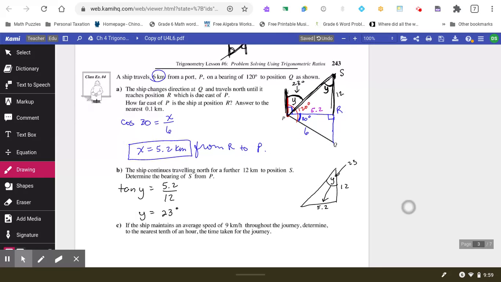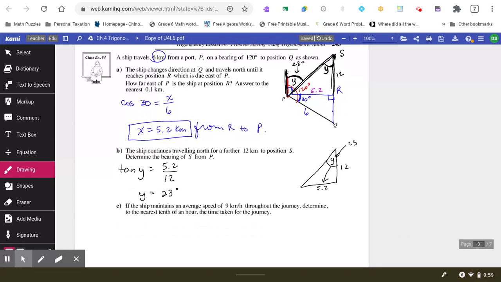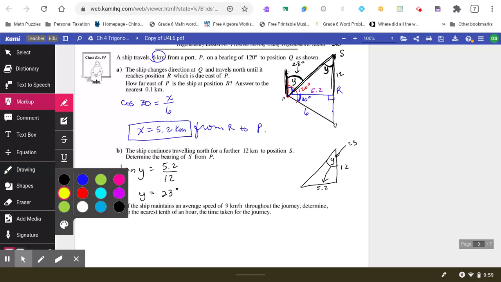All right, next question. If the ship maintains an average speed of 9 kilometers per hour throughout the journey, determine to the nearest tenth of an hour the time taken for the journey. Okay, so we need to figure out, we know this is 6. We need to find this path, okay?